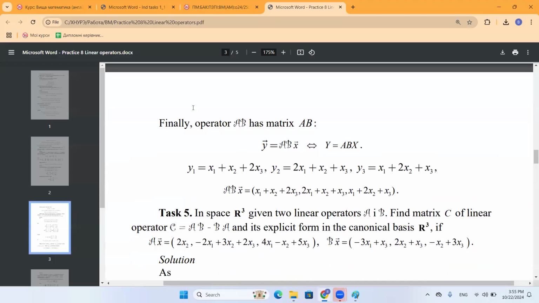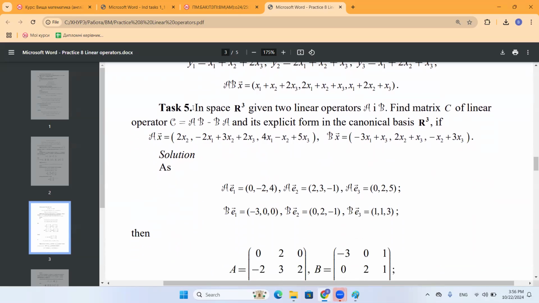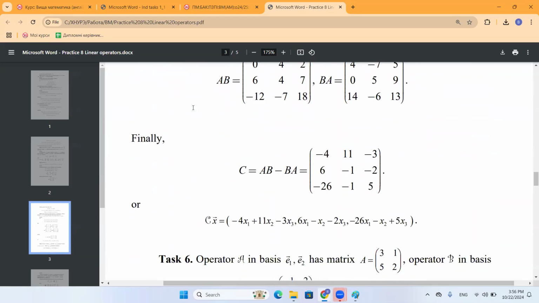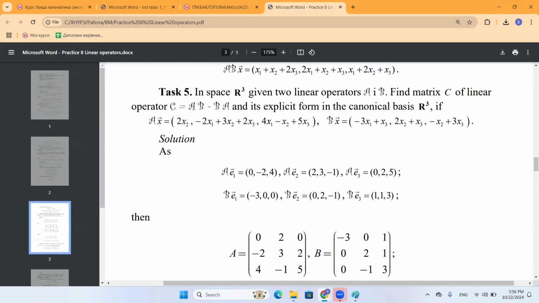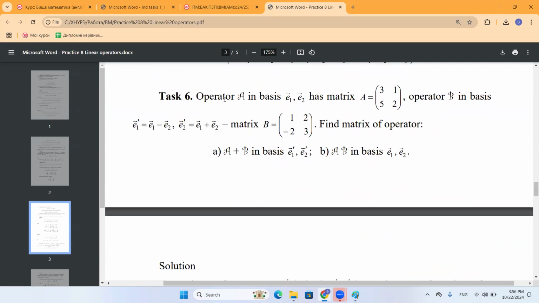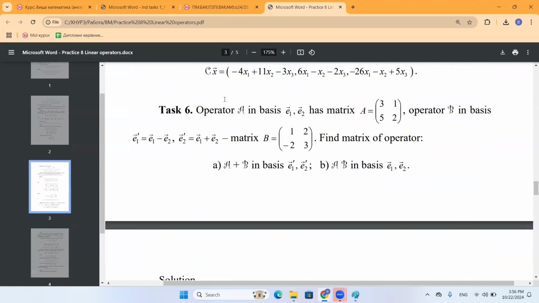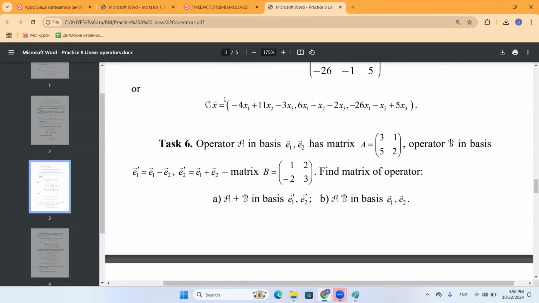So we found the product of operators. Then we have a similar task, task 5. So we find two products of operators and then subtract them, so find the operator C. So just more actions here. 6, 7. Yeah. So let's go with 6. Interesting task.